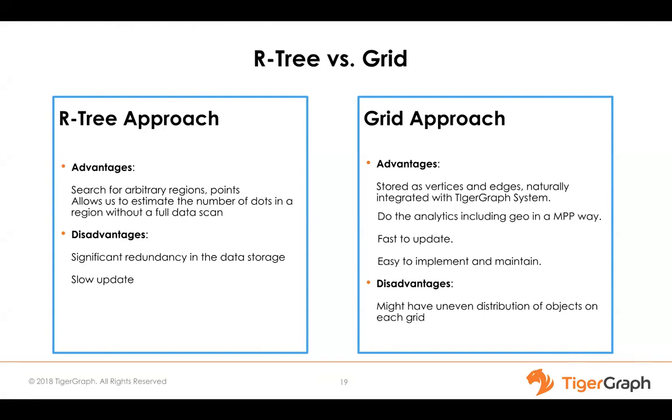The disadvantage is that we may have an uneven distribution of objects on each grid. In a very busy district in New York City, you may have millions of people in one grid. However, in the middle of the US, in one grid you may have only one building or one person.